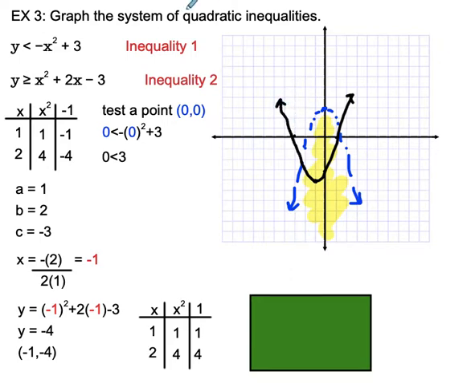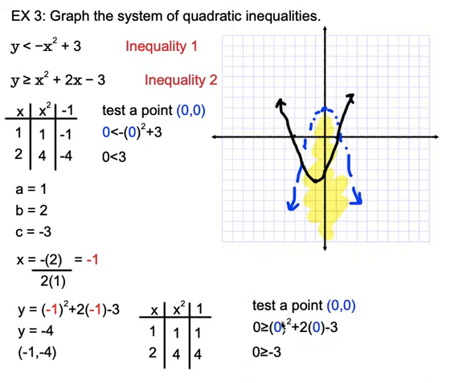Okay, pick a point and test. 0, 0's inside again. I could test that one. Okay, is 0 greater than or equal to 0 squared plus 2 times 0 minus 3? Well, is 0 greater than or equal to -3, which it is. So that's true. So once again, this time I'm going to shade inside.